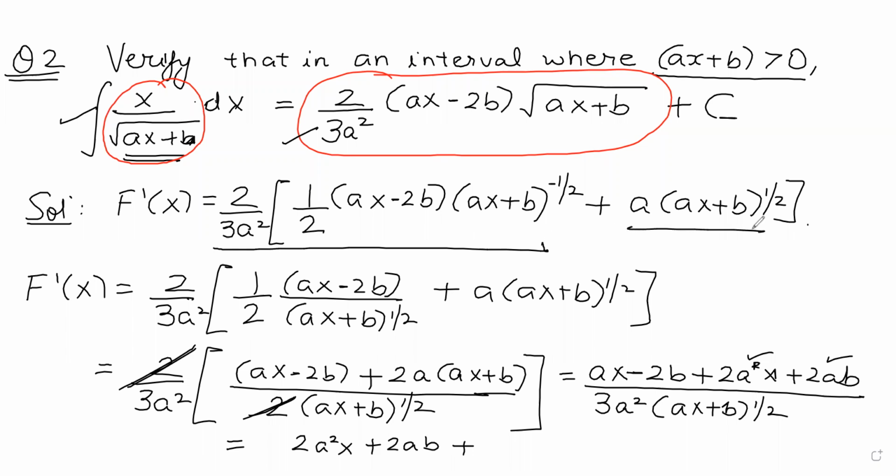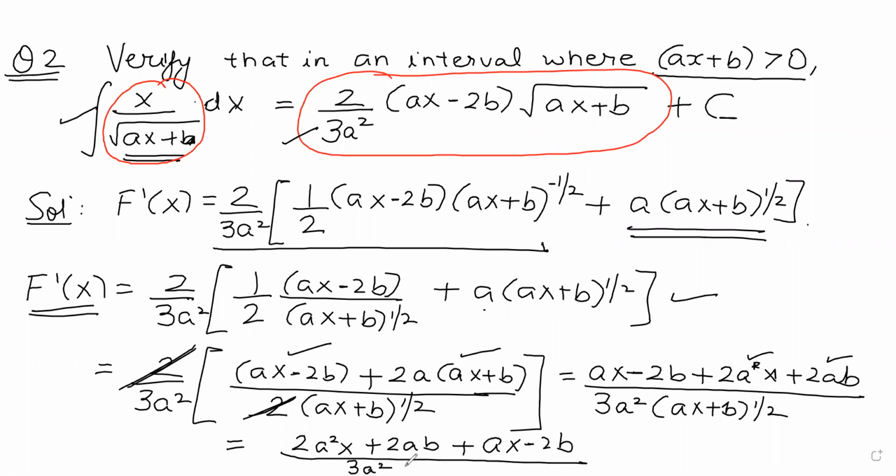2 upon 3a square times half times ax minus 2b into ax plus b to the power minus half plus a times ax plus b to the power half. Then let's look at this step. This is also absolutely correct. Then we get 2 upon 3a square times, this is also correct. Then 2 and 2 are getting cancelled. So we get ax minus 2b plus 2a square x plus 2ab. Okay. Now let's factorize. So 2a square x plus 2ab plus ax minus 2b upon 3a square times ax plus b to the power half. Let's see what we get.